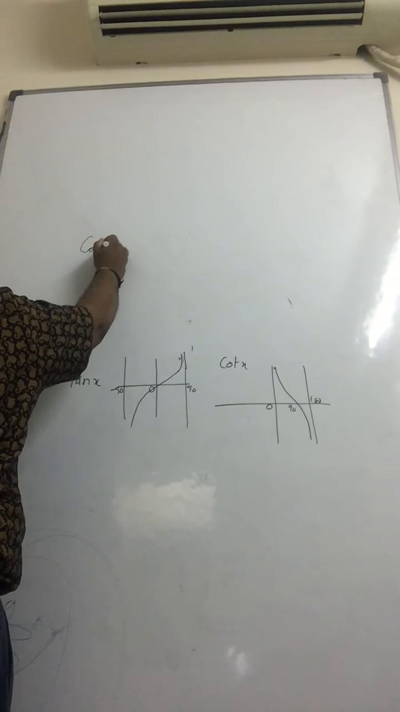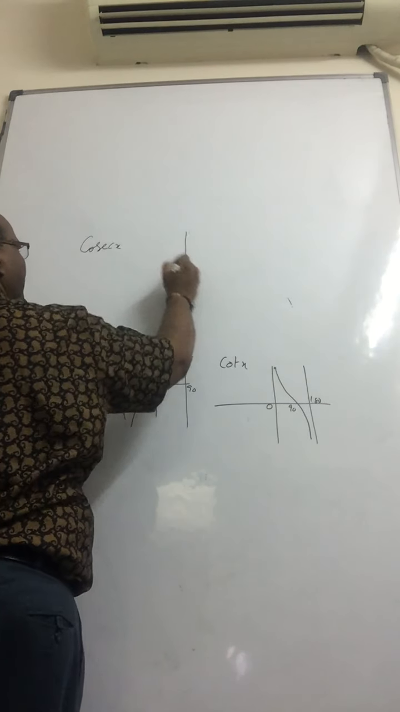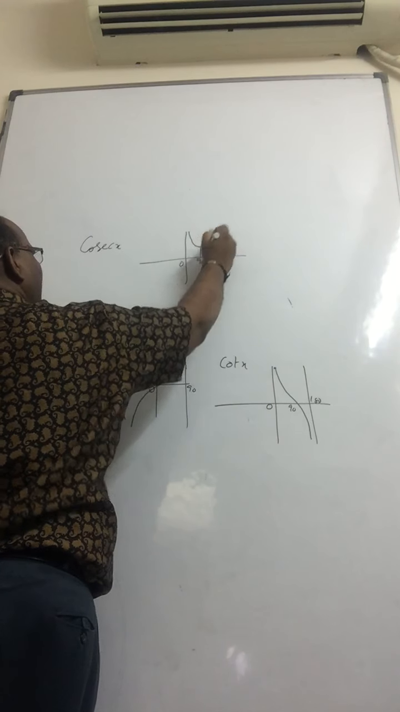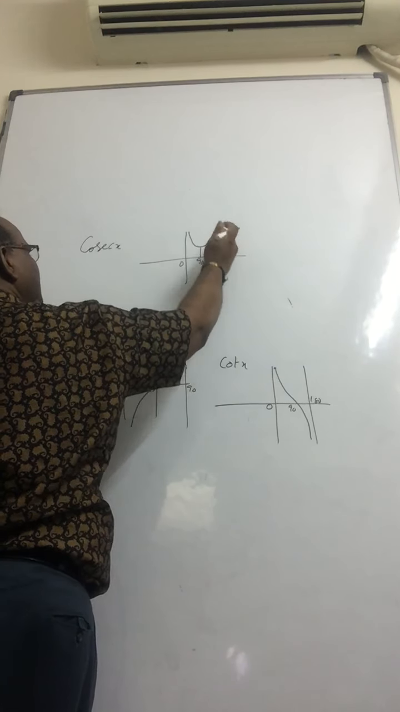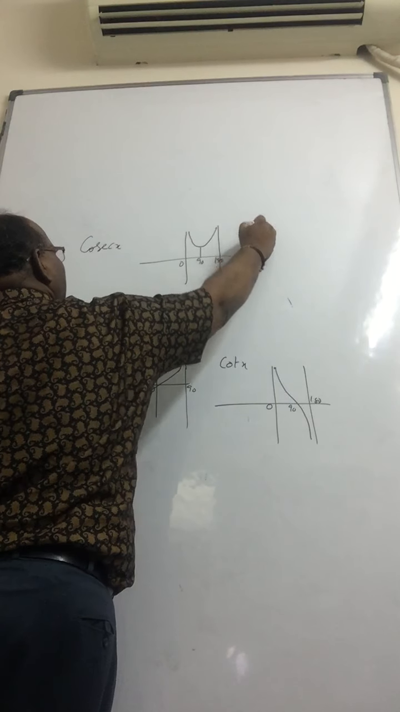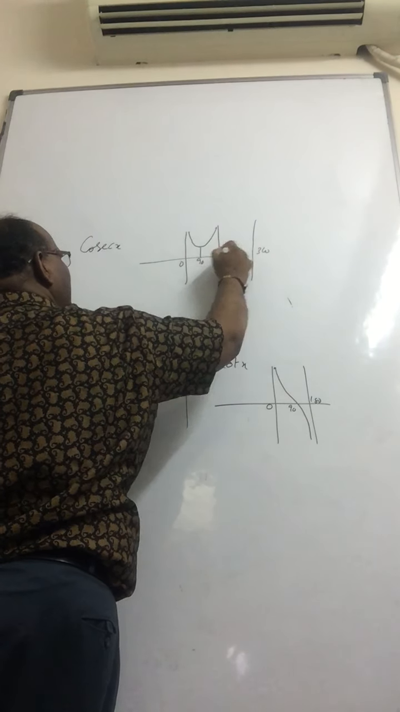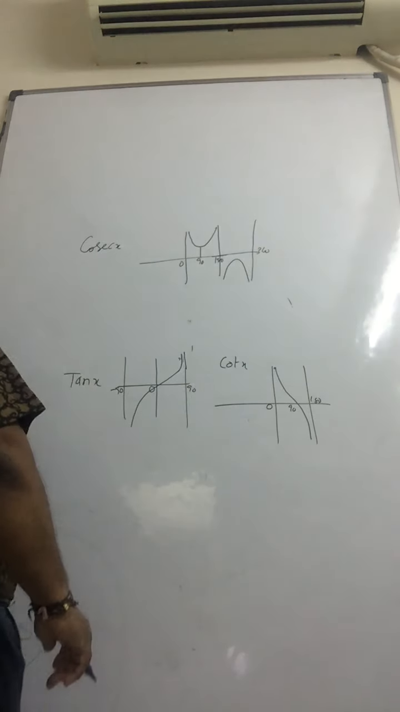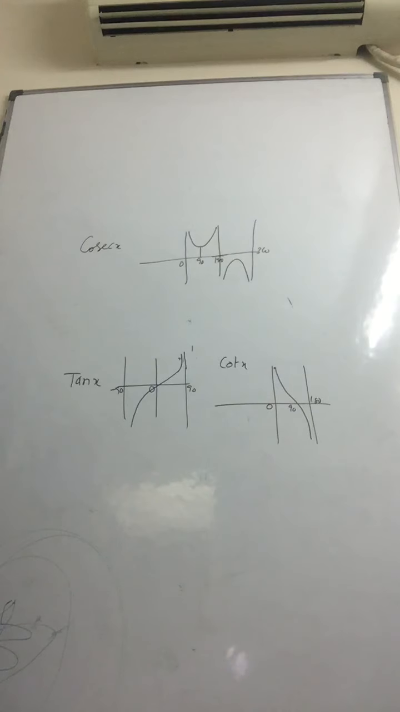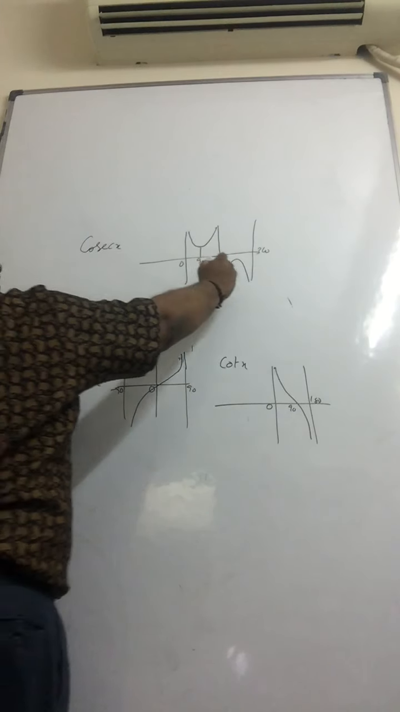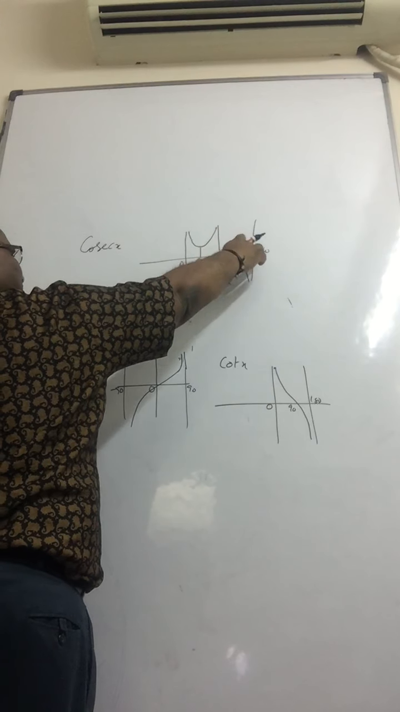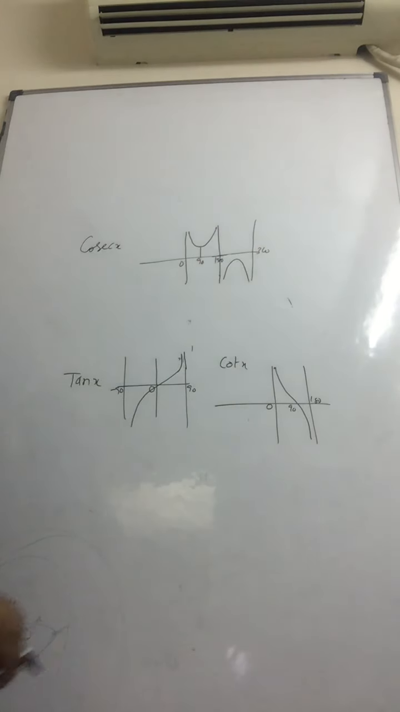Cosecant x graph: cosecant 0 is not defined, cosecant 90 is 1, at 180 minus, second quadrant, plus infinity, then 360 degrees. In the third and fourth quadrants cosecant is negative. At 180 plus it approaches the third quadrant, where tan and cot are positive, and cosecant x is negative. 360 minus is also the fourth quadrant, and it approaches infinity.